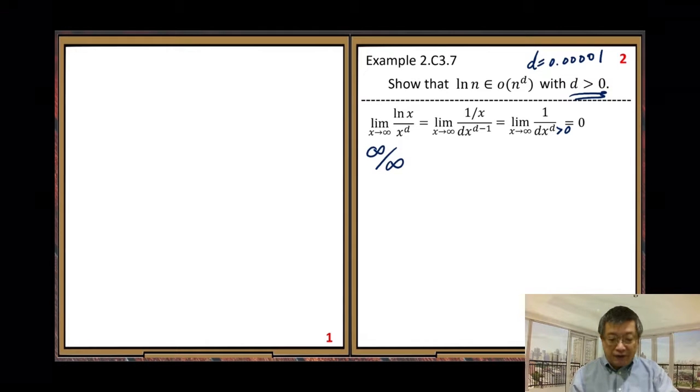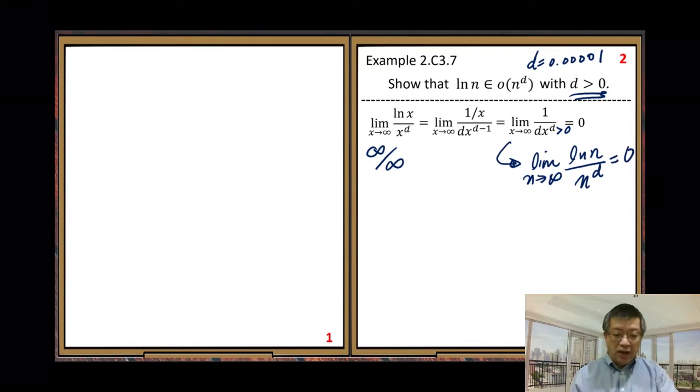After that, we can go back to the discrete variable n, because this is the general case, going from the general case to the special case. So when n goes to infinity, the limit of natural log of n over the power function n to the d equals 0. That tells us that the little o expression is correct. So that's question number 7.